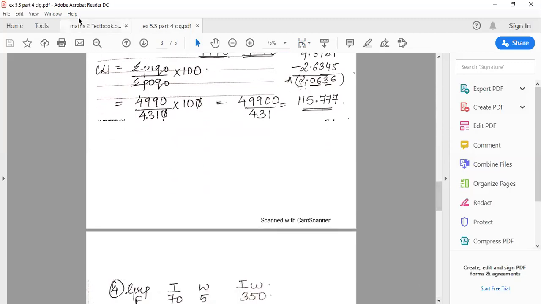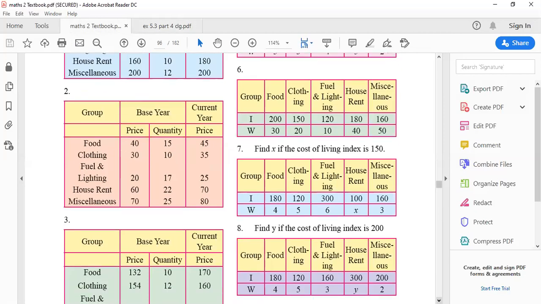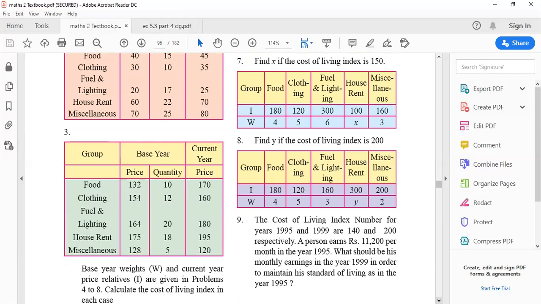Okay. Coming to the next sum, sum number 3. Now class, this sum is for your homework. I'm not doing the third sum. So you all have to practice the third sum as an assignment. I have written last in the PDF. So I'm giving you some sums for homework. You can practice and see whether you followed the concept or not.